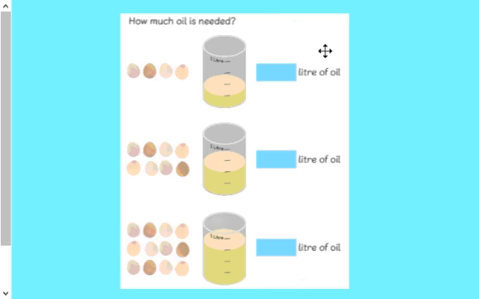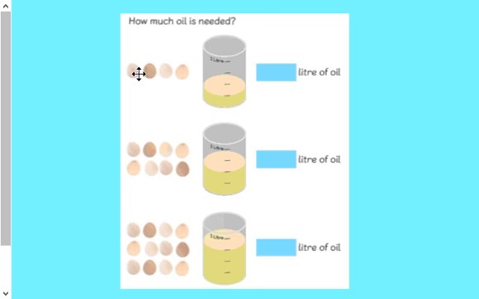How about the oil then? How much oil is needed? Well, for 4 eggs on the original recipe, she needed 0.25 of a litre, 250 millilitres. If she was to use 8 eggs, she'd be doubling the amount of eggs. So she would have to double the amount of oil, which would be half a litre, or 0.5 of a litre.